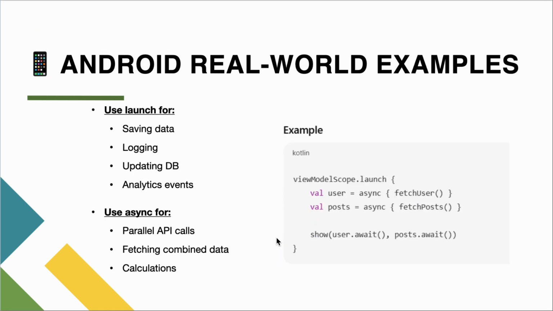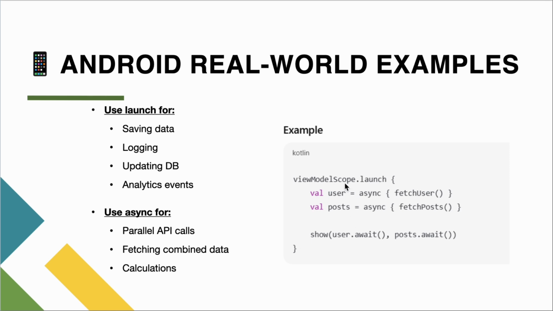All right, so let's read about some real world examples where we can use launch and where we can use async. Launch can be used for saving data, for logging, for updating the DB, for analytics events, because in none of them do we expect any result to come back to us. However, async can be used for parallel API calls. For example, if you're making two API calls and you want to combine the results of both of them and bring them back on the UI, then of course you should go ahead with the async option. Then fetching combined data, as I've mentioned, and some calculations, because in calculations also you would want something to come back, right?